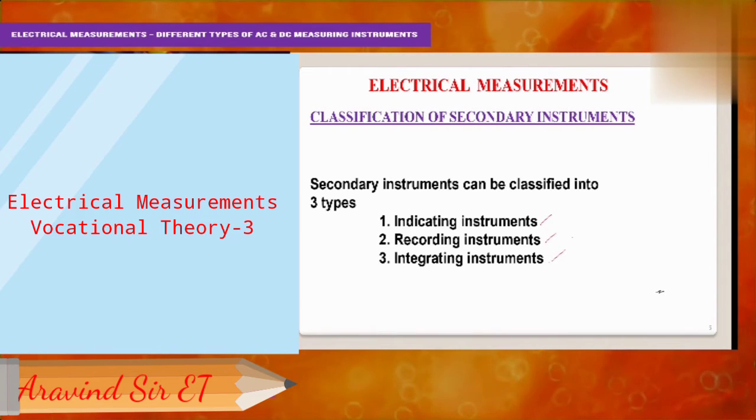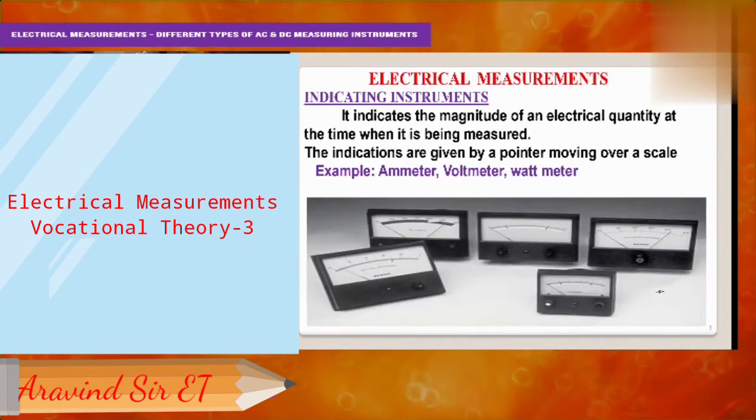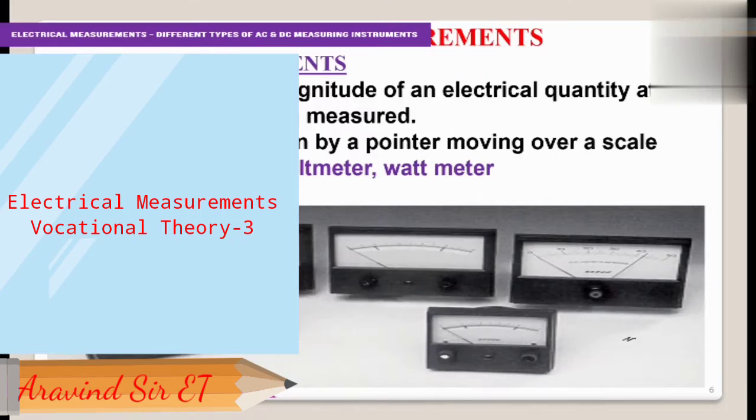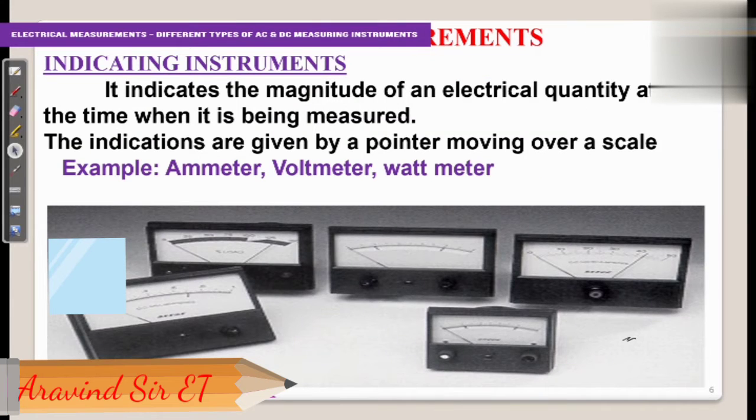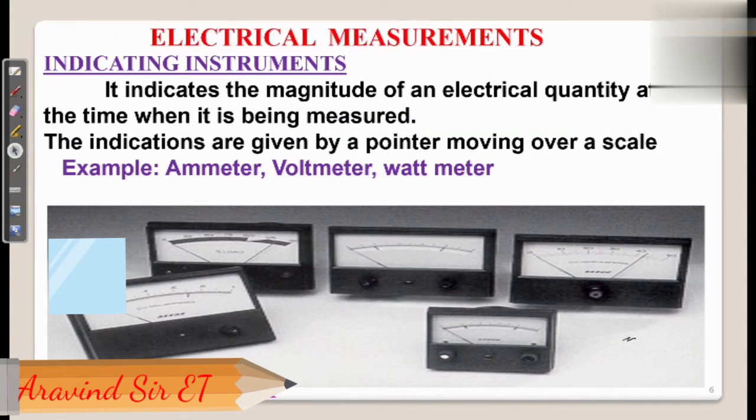First we will discuss indicating instruments. Indicating instruments are the ammeter, voltmeter and wattmeter. They have a scale and pointer. The pointer moves on the scale, and wherever the current or voltage reaches, the pointer comes and stops there. Once it stops, we automatically note down the corresponding current or voltage in the particular circuit.